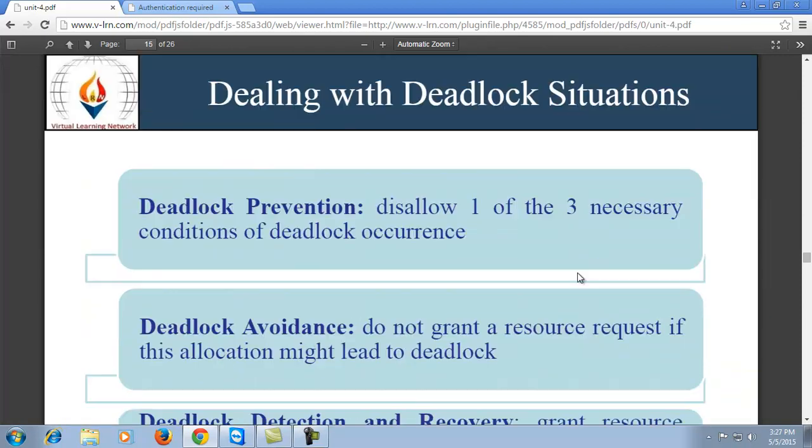Now, dealing with the deadlock situation, for prevention, disallow one of the necessary conditions of deadlock occurrence. If we are able to do this, we can prevent our system from entering the deadlock condition. Deadlock avoidance: do not grant a resource request if this allocation might lead to deadlock. If any process requests a resource which may cause the occurrence of deadlock, do not allow that resource to be acquired by that particular process.